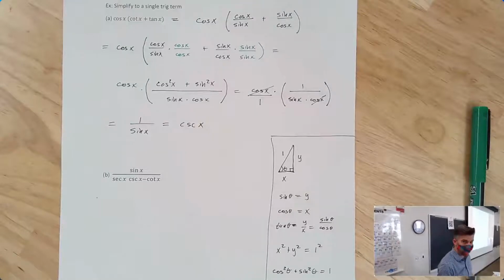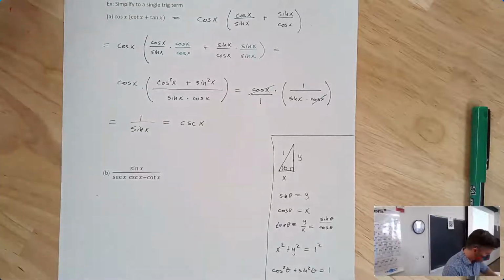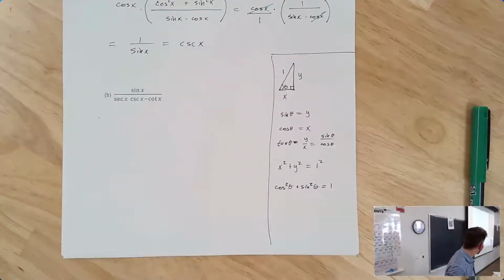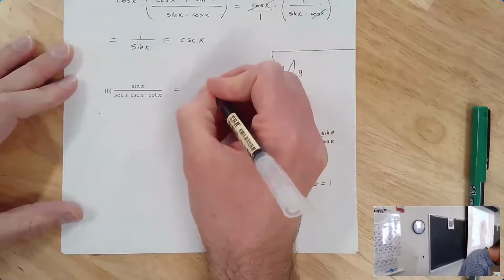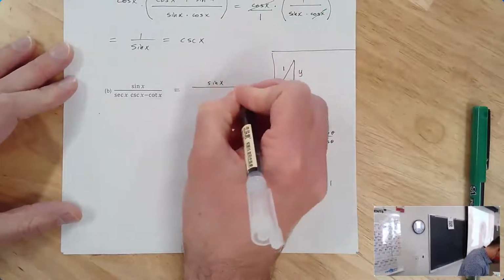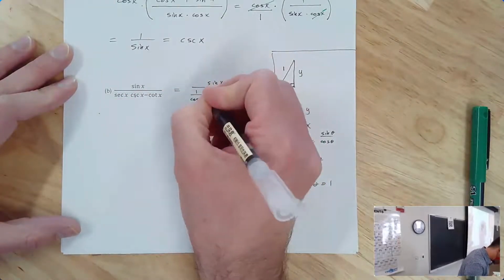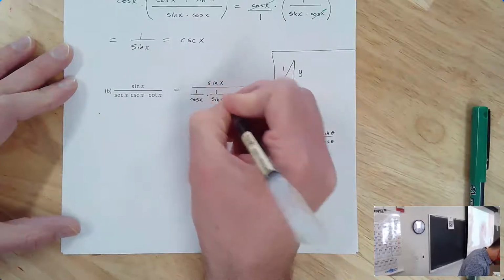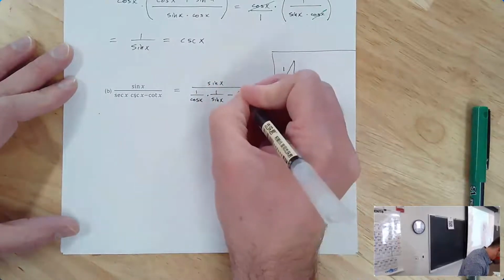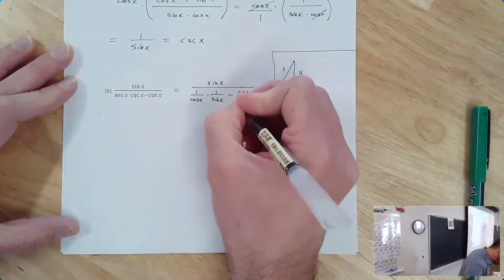Other questions? Good questions. All right, let's look at the next one. Here I see sine of x divided by secant of x times cosecant of x minus cotangent of x. Again, I'm going to go back to my default step of writing everything in terms of sine and cosine. So the numerator is just sine of x. Secant of x is 1 over cosine of x. Cosecant of x is 1 over sine of x. And cotangent of x is cosine of x divided by sine of x.